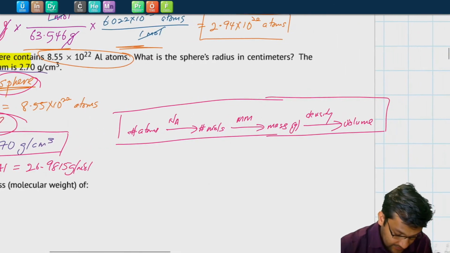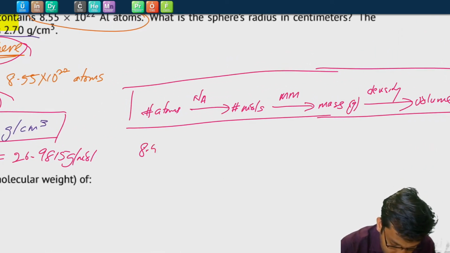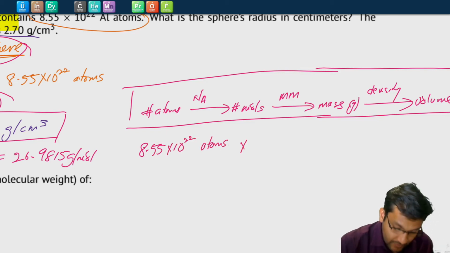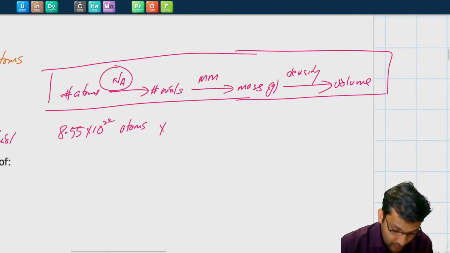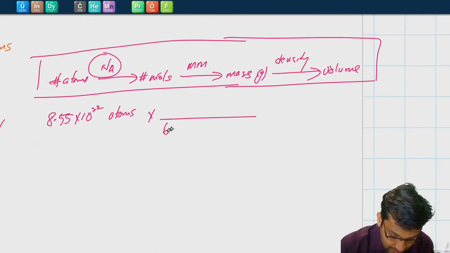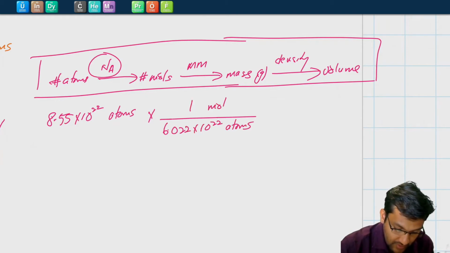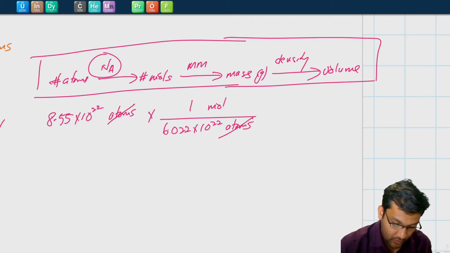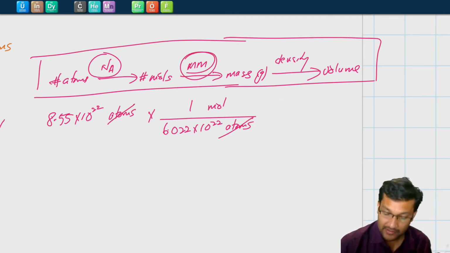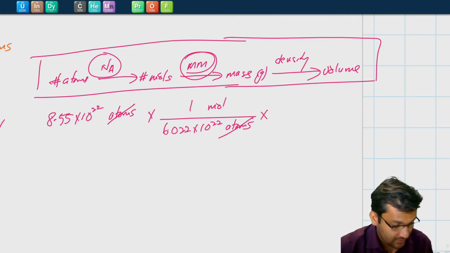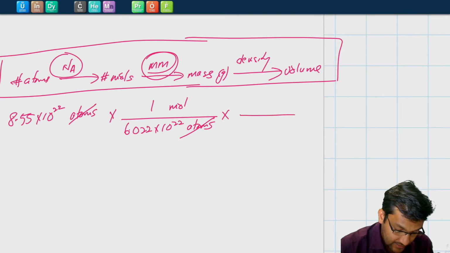So let's start with number of atoms. 8.55 times 10 to the 22nd atoms. We're going to use Avogadro's number to convert to number of moles. And Avogadro's number is 6.022 times 10 to the 23rd atoms for 1 mole. And so I divide by it to convert to number of moles. And then we can use the molar mass to convert to mass. And the molar mass for aluminum, again, is 26.9815 grams per mole. We put mole on the bottom so that it can cancel out.